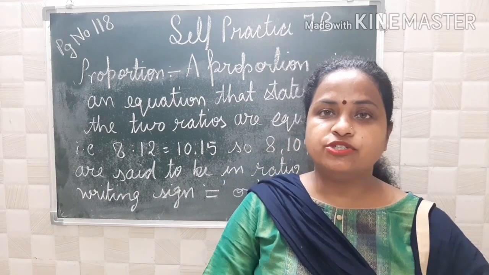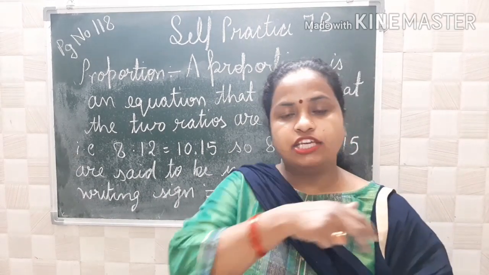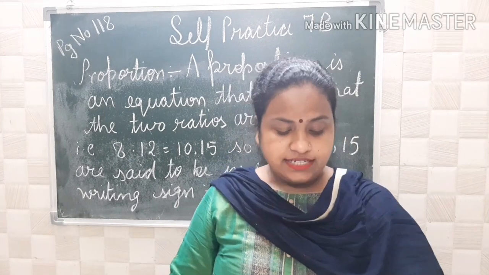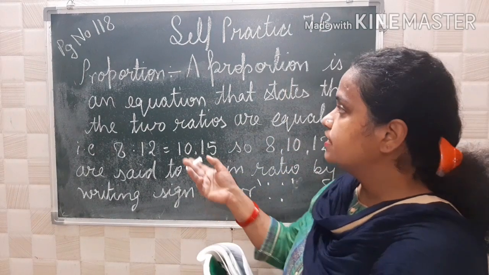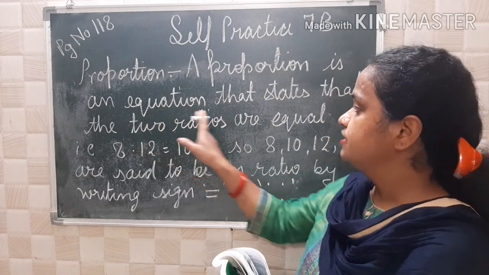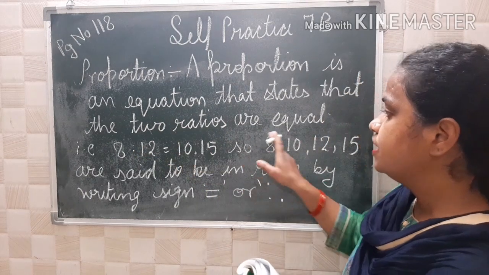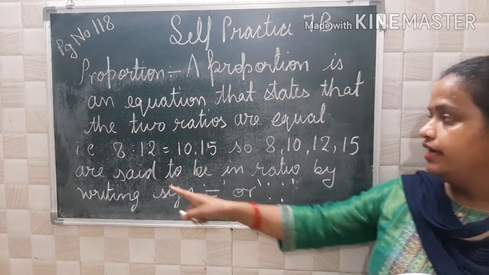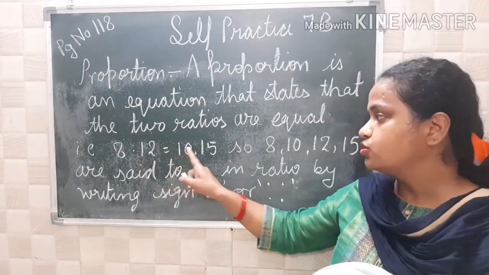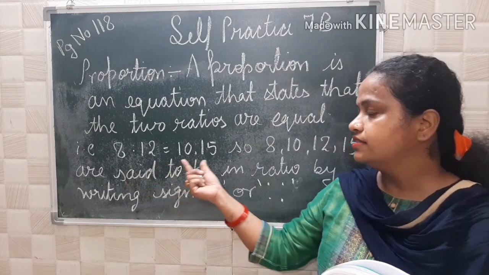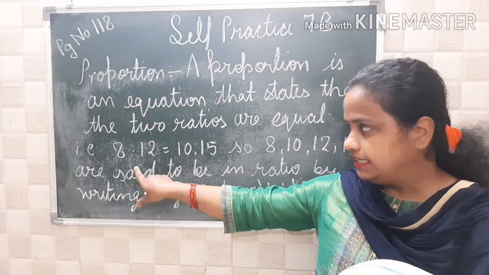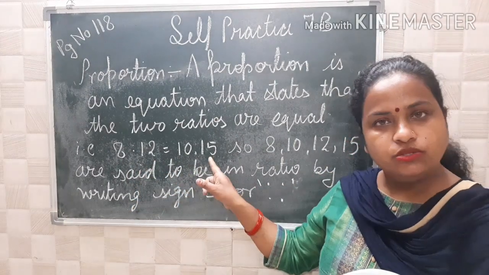So what is proportion? A proportion is an equation that states that two ratios are equal. Suppose we have 8 is to 12 and 10 is to 15. When you separately reduce these to lowest terms, you will get 2 is to 3 here, and here also you will get 2 is to 3.